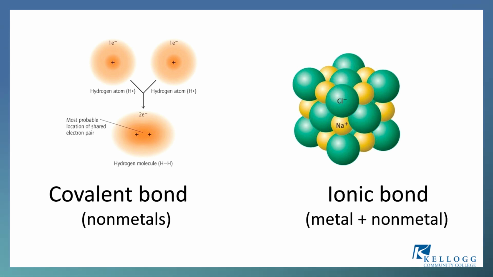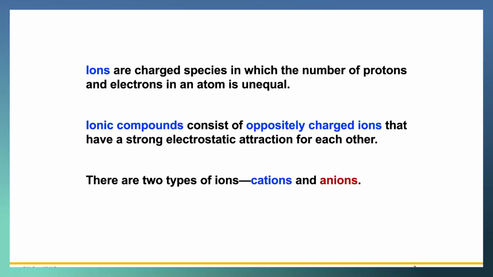With covalent bonds, on the other hand, you have things that are sharing electrons. So if you remember right when we talked about ions, you have an unequal number of protons and electrons, and so there's a charge, and ionic compounds have oppositely charged ions. So if I have a positively charged ion like sodium +1 and a negatively charged ion like chlorine -1, those things are going to have an attraction to one another and form that compound. And then the cations are the positive ones and the anions are the negative ones.